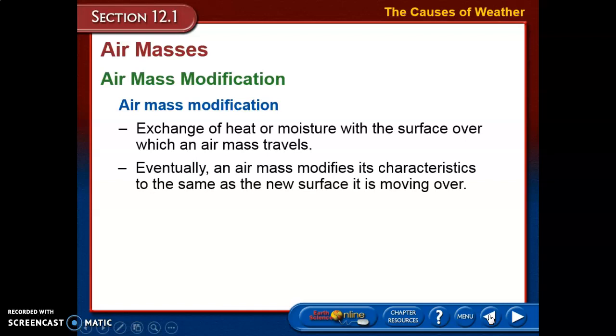So air masses are not going to stay the same. As an air mass, say a warm, moist air mass, moves over land, it's probably going to lose some of its moisture. So it's no longer going to be warm and moist at that point, especially if it starts driving up to an area that's cold. It's going to lose its warmth too.